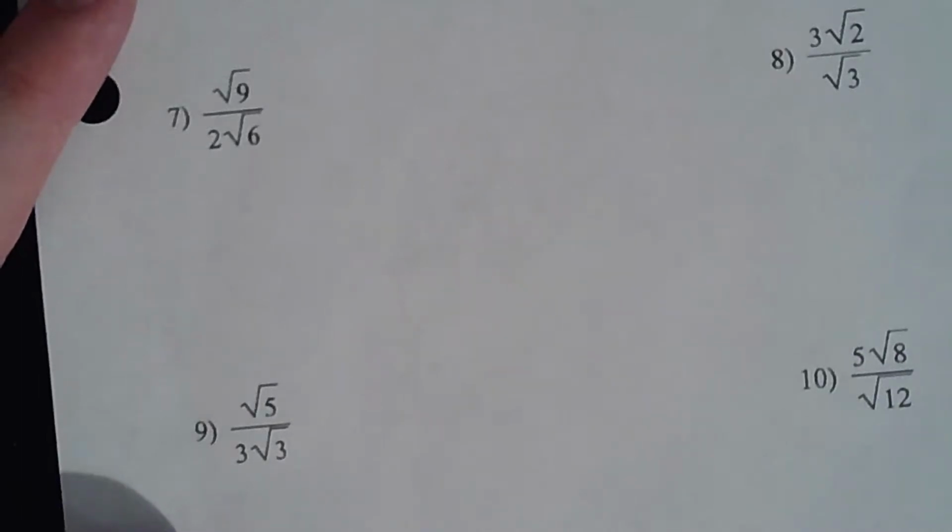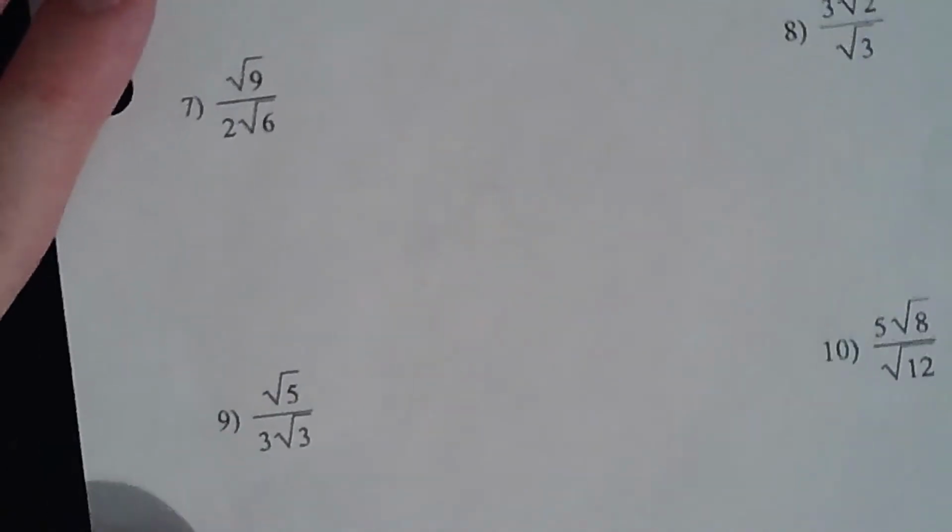Right away, we got to look to see if we can simplify at all. And the answer here is yes, we can definitely simplify right away. Why are we able to simplify this number 7? Well, it's because the square root of 9 is 3.